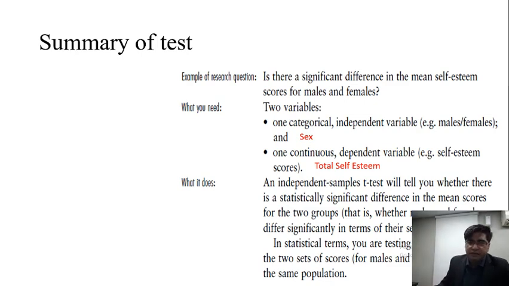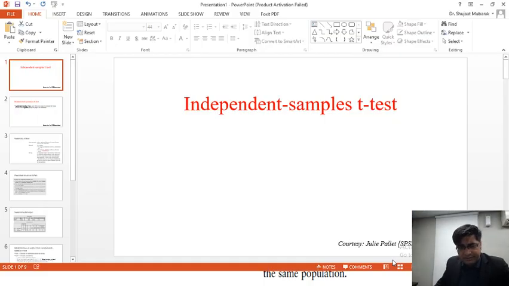So what this test will do is divide the dependent variable into two groups, males and females, and then compare the means of the two groups with each other in order to see whether any statistical difference exists or not. So let's go to SPSS in order to perform this test.